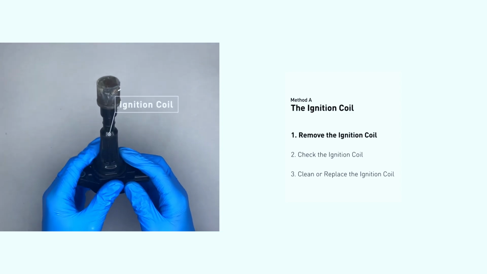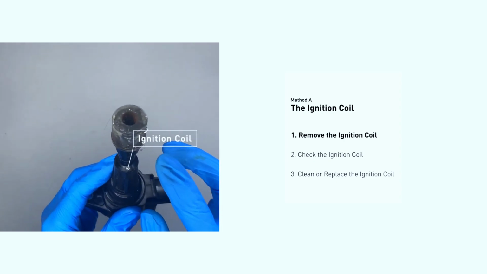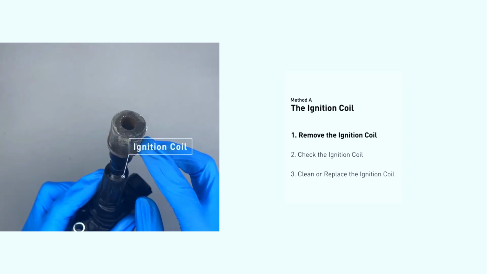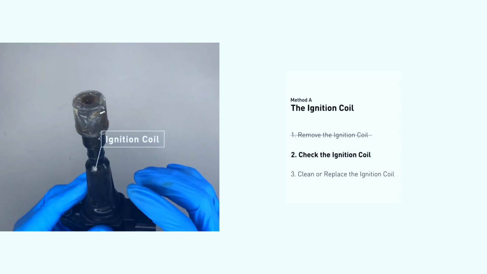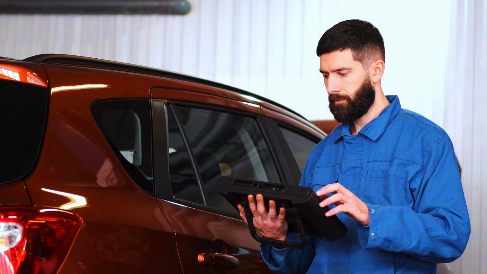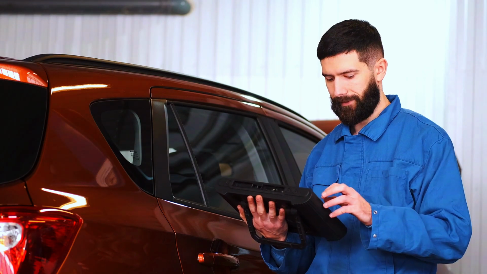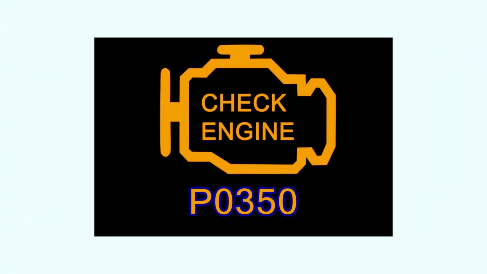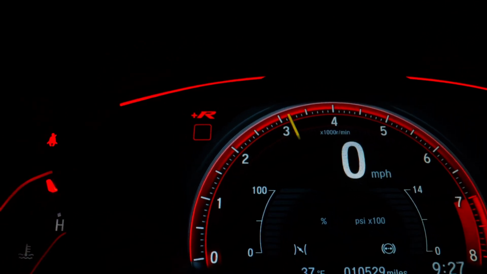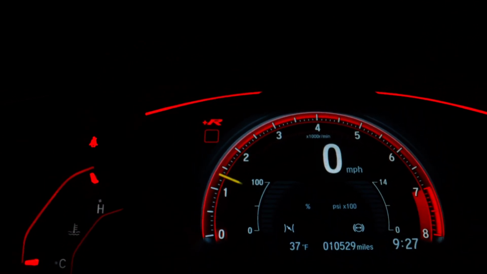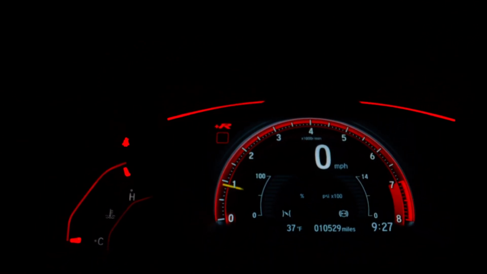Consult your repair manual for the recommended spark plug replacement interval and inspect them for signs of wear or damage. Replace them if necessary. After the fix, clear the trouble code from your OBD-II scanner and start the engine. Check if the problem is resolved and the check engine light stays off. If the issue persists, consult a mechanic for further diagnosis.